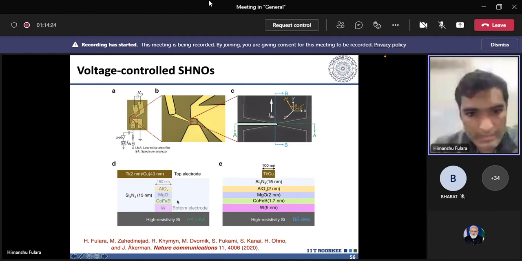So this is the typical structure of this device. This is the tungsten layer, which is used to generate spin current. This is the ferromagnetic layer. This is basically used to create perpendicular magnetic anisotropy, and this is used to inject or to apply electric field.